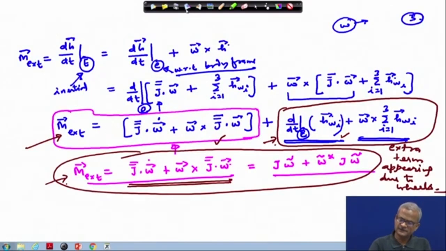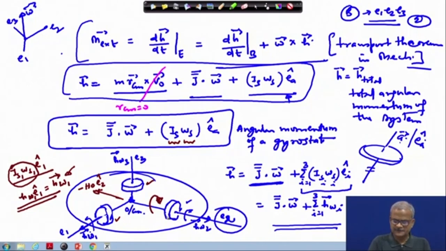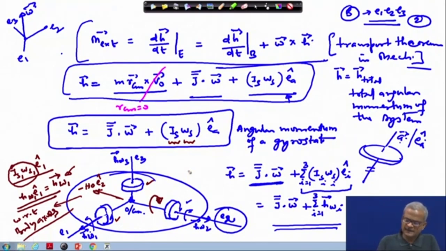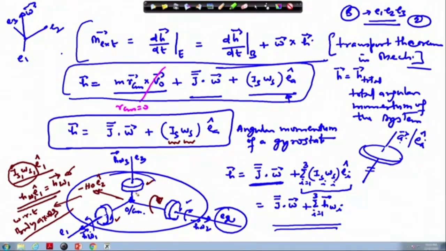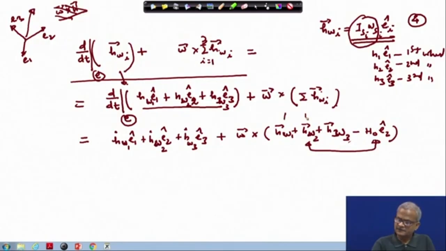Right in the beginning, suppose your wheels are not rotating, only this wheel is rotating, and it has the angular momentum H 0 E 2 with respect to the body axis system. Then, if the satellite is getting diverted from its equilibrium state or the reference state because of an external disturbance, you will speed up these wheels: this one wheel, this is the second one, and this is the third one. As you speed up, all these three terms will appear, and this modifies the equation of motion.